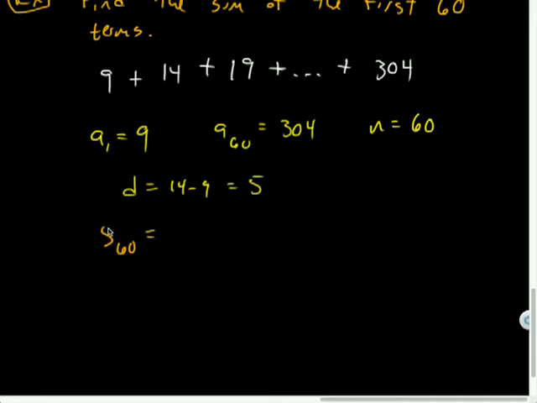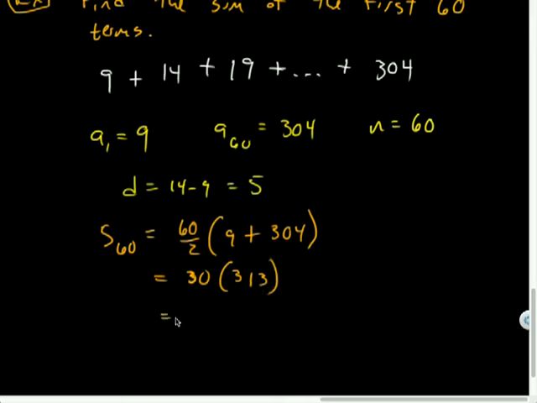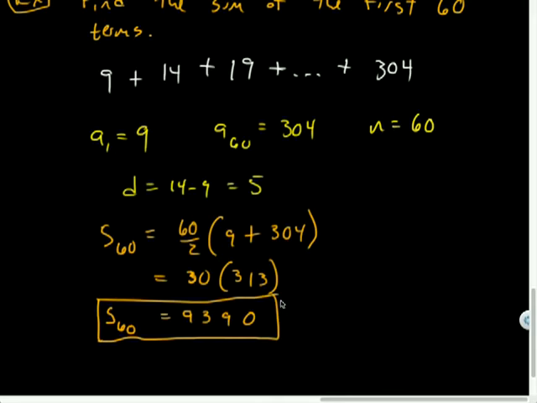So S sub 60 is 60 over 2 times 9 plus 304. So that's 30 times 313. So what is that going to be? 3 times, let's see, that'll be 9390. Bam, we just found the sum of 60 terms, and we didn't even know all of them. It's pretty cool stuff.